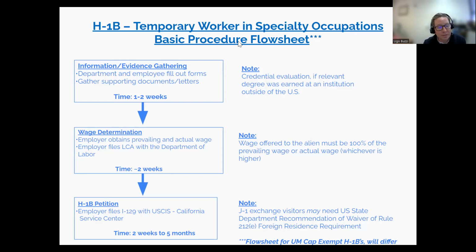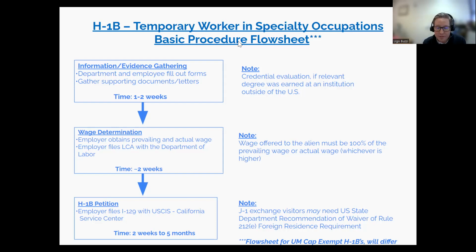So moving on to the second part, wage determination. Once we have all the information and documents that we need to make our assessment, the subsequent step is to determine the prevailing wage. The prevailing wage is the minimum salary that can be paid for that position to employees of a similar experience and background. That's specific to a geographical area. So in this case, in Michigan, it'd be specific to Ann Arbor, Michigan for the university.